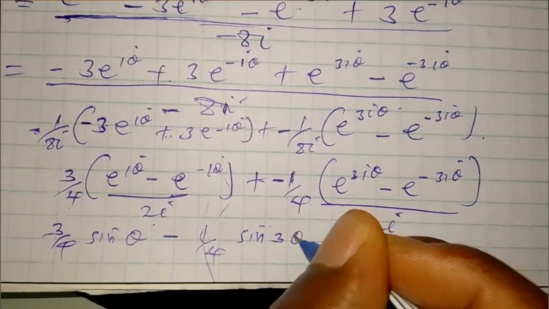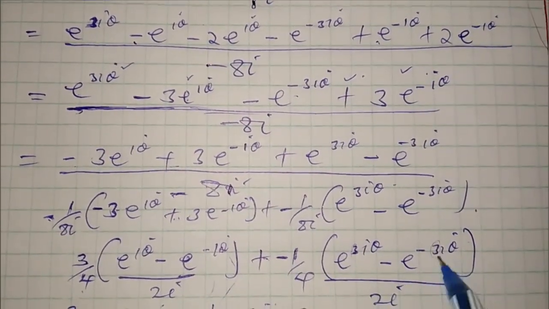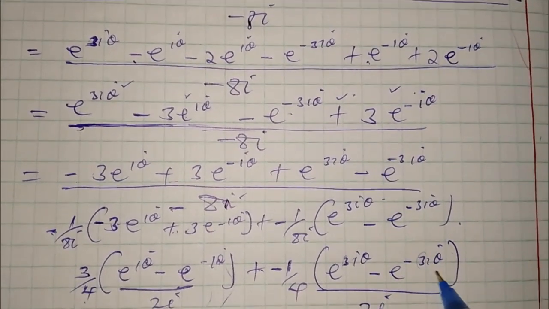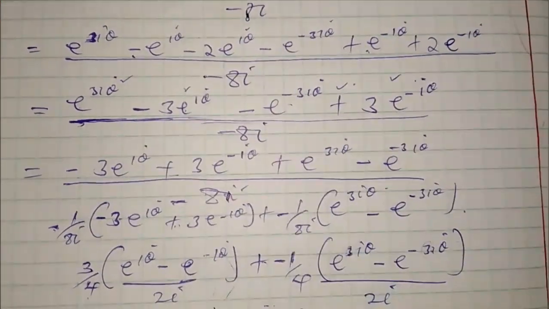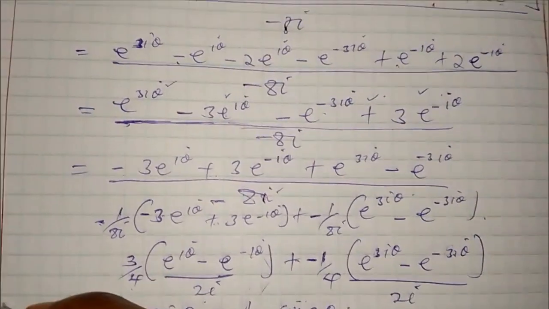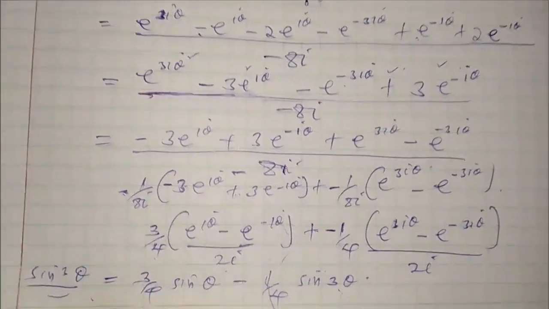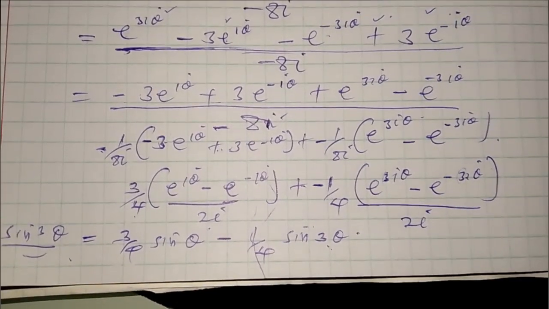3θ. This 3 is because of this power here. Are we there? If you remove this power, it just remains sin θ. But we have 3 here, so it is sin 3θ, which is equal to sin cubed θ. And now we have proved the identity. You can compare and see.